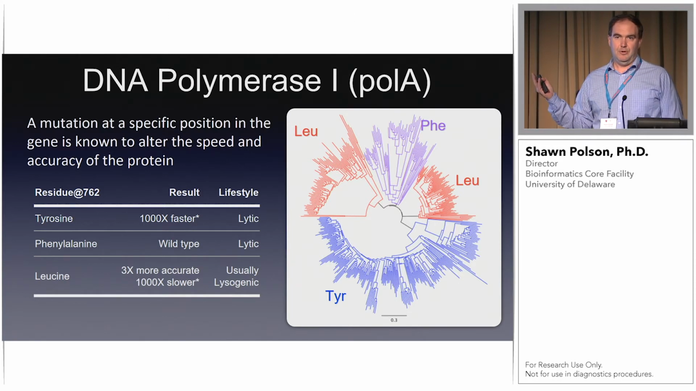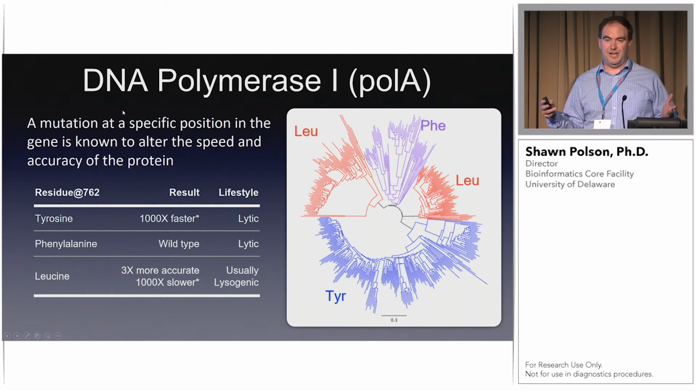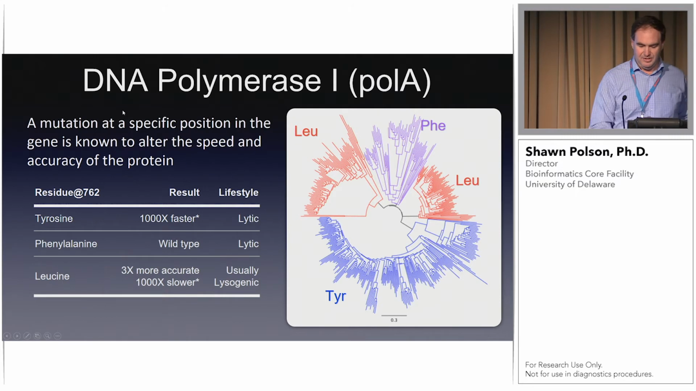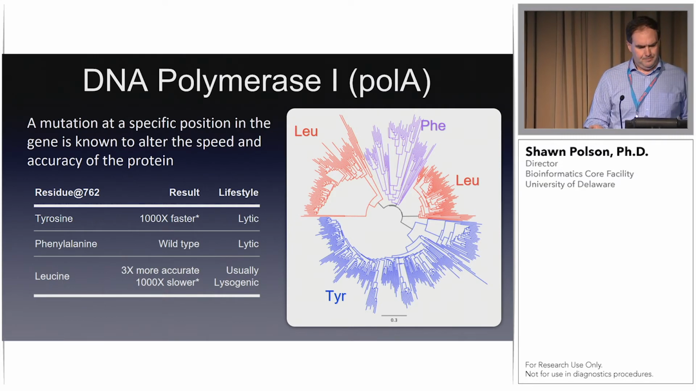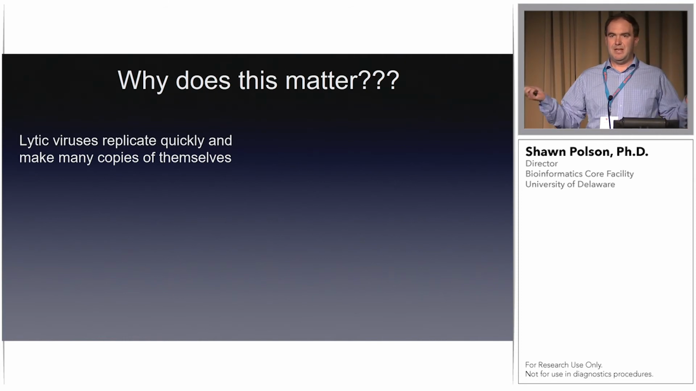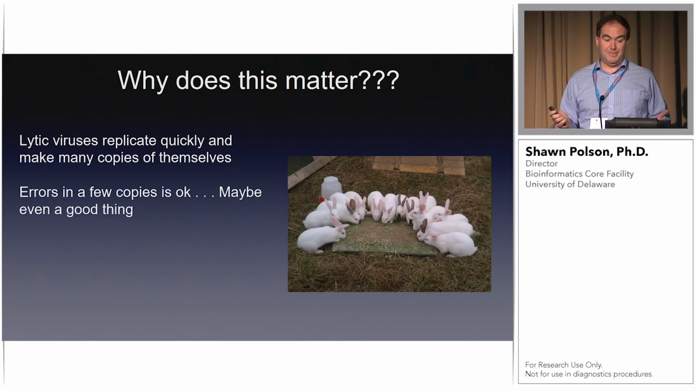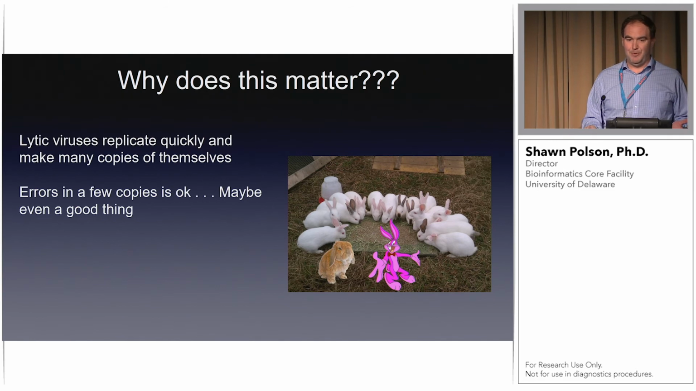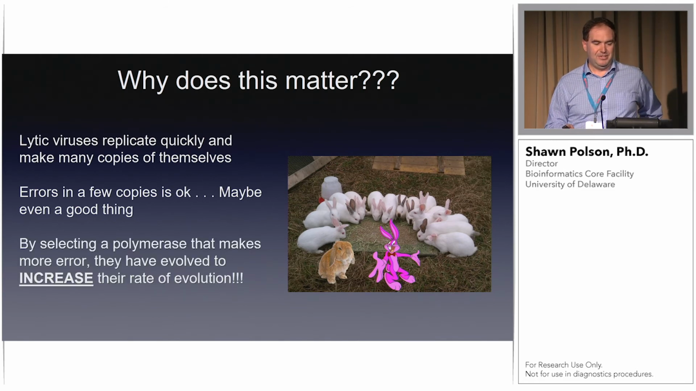And doing observational work, looking at different viruses, we've discovered that this can actually tell us whether it's a lytic lifestyle virus or a lysogenic lifestyle. So lytic comes in, immediately lyses the cell. Lysogenic incorporates itself in the genome, sticks around a while. So why does that matter? Think about lytic viruses quickly replicating themselves. They can make tons and tons of copies, errors in a few. That's okay for them. Maybe we'll have a variant. Maybe we'll have something really special come up one day. But by selecting that polymerase that makes an error, they've actually increased the rate of evolution. So they can make more copies of themselves, being more divergent.